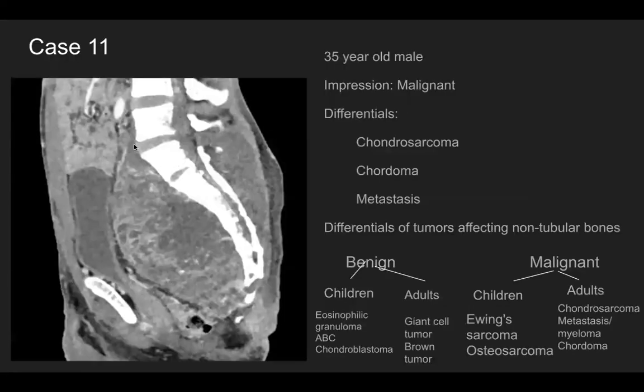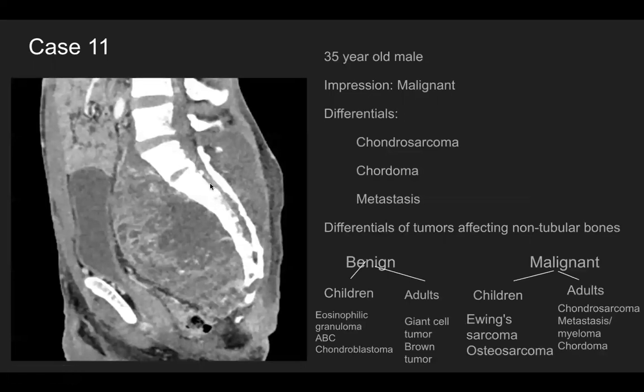Now, this is a case from our own department. This is a 35-year-old male who presented with a large extraosseous tumor, and the entire sacrum was also permeated. This was a very large tumor. So, an extraosseous soft tissue mass, such a big one.